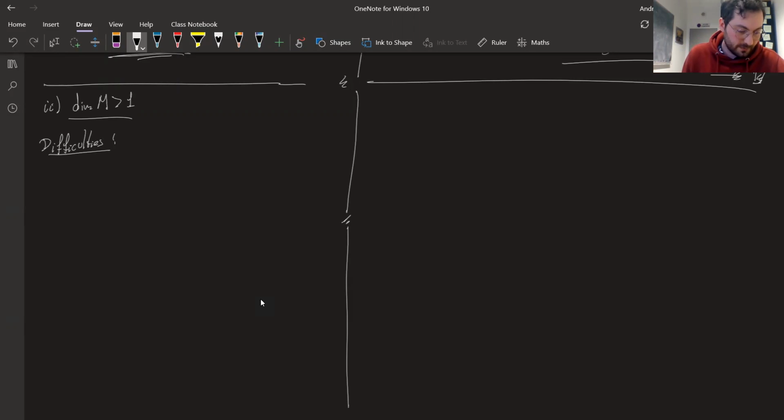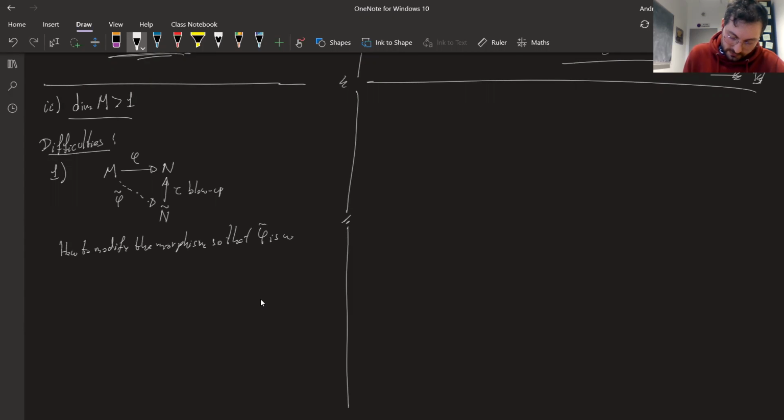There is a first one, and I'm not going to spend much time on it, which is that we did talk about the fact that we consider a morphism phi from M to N, and we have a blowing up, and we should define this morphism phi tilde. So in the case of dimension 1, how to modify the morphism so that phi tilde is well defined.